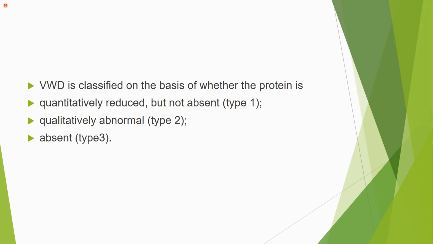And the third is type 3, which is a severe form of von Willebrand disease in which the von Willebrand factor is absent, less than 1% or undetectable. It's the most severe form of von Willebrand disease. Most common is type 1, followed by type 2, and then type 3 is the rarest form.